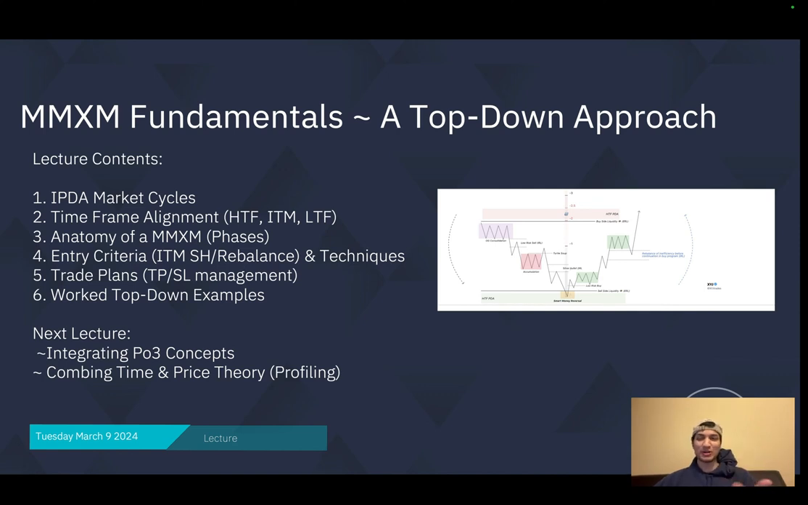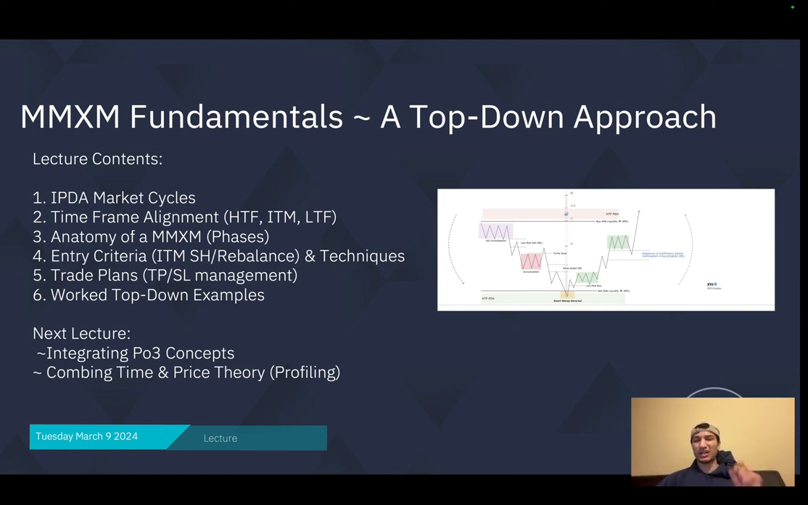So the first thing we're going to talk about is market cycles, which is essentially how the market moves, right? Between consolidations, expansions, reversals, retracements, and what necessary conditions we need to frame those. Then we're going to jump into time frame alignment, looking at the 3 time frames associated with market maker models and something called multiple time frame analysis or top-down analysis. You might have seen that.